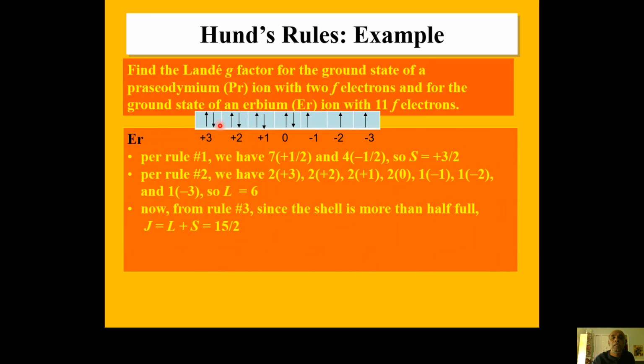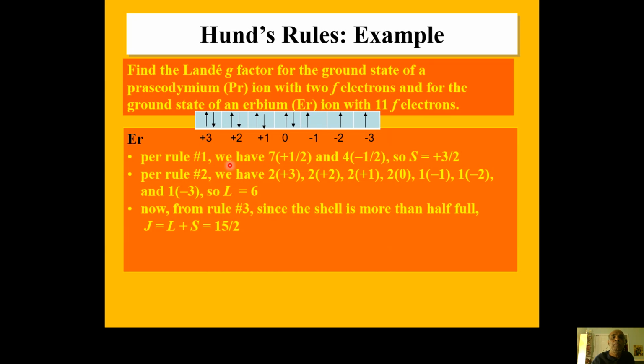What is the total S? You have 7 spin-ups, right? Upward is +7, that means 1, 2, 3, up to 7 of plus half. Then you have 1, 2, 3, 4, that is 4 of minus half. So if you add this, you get S as +3/2.